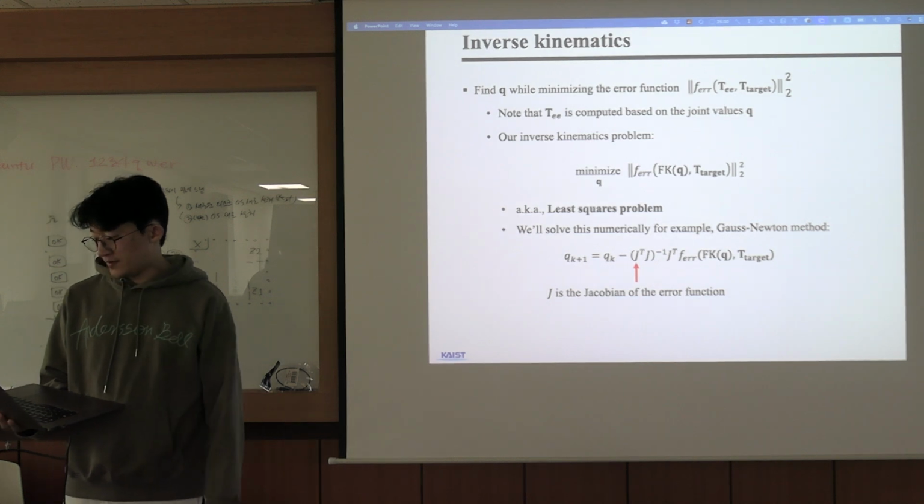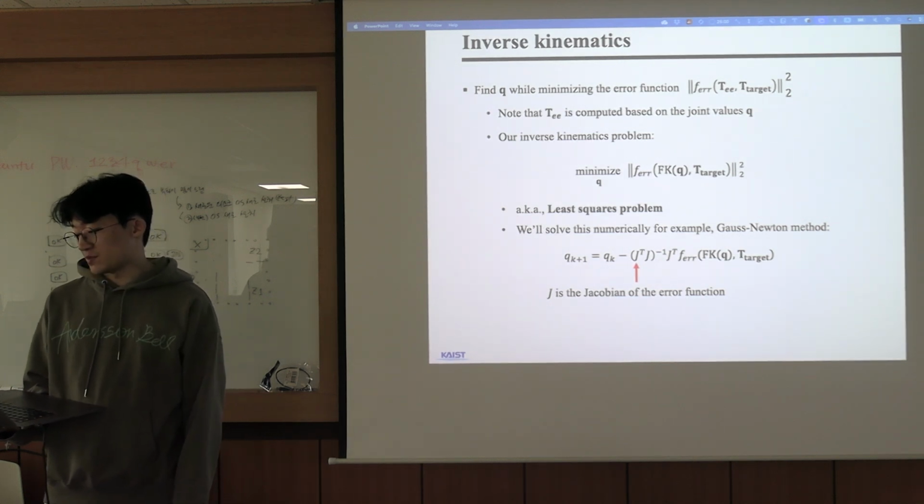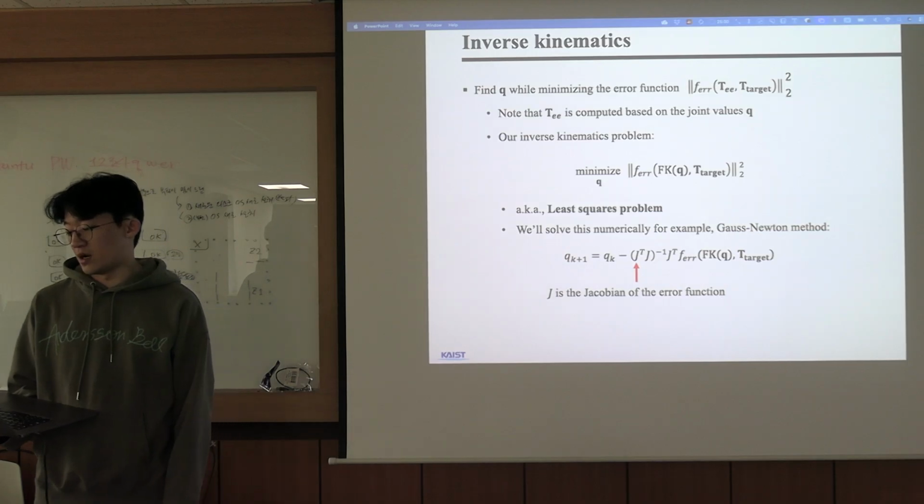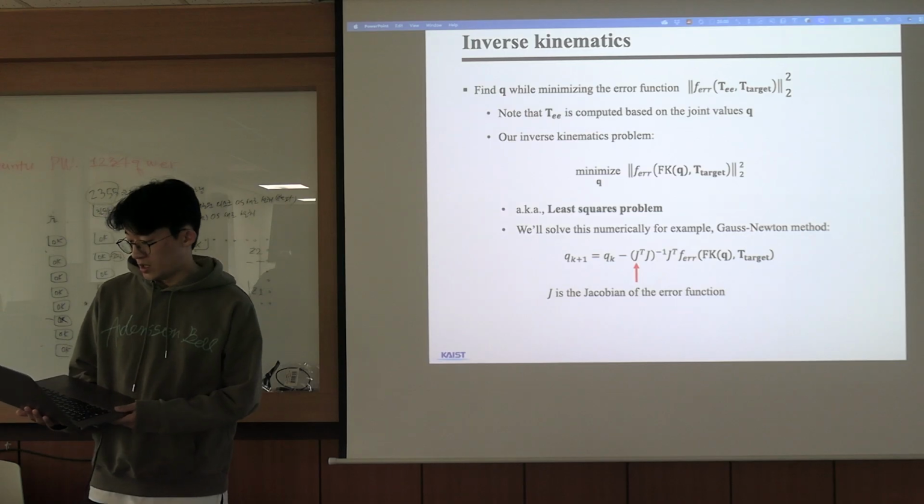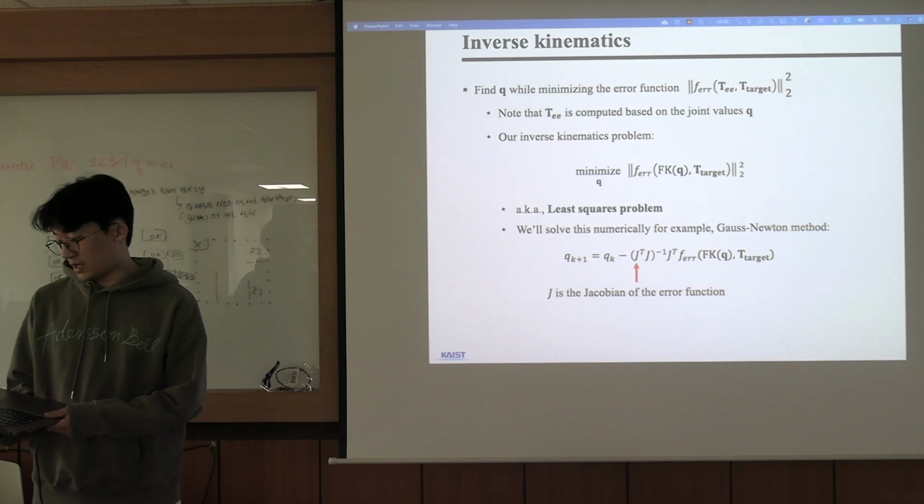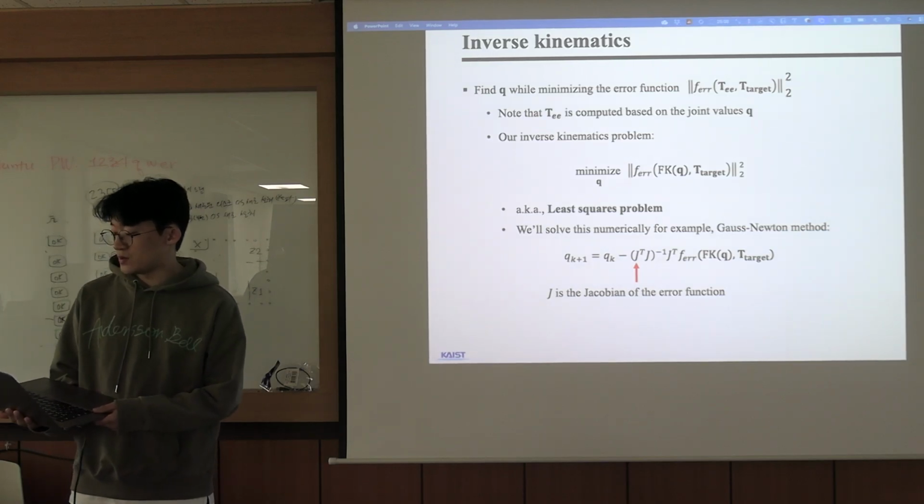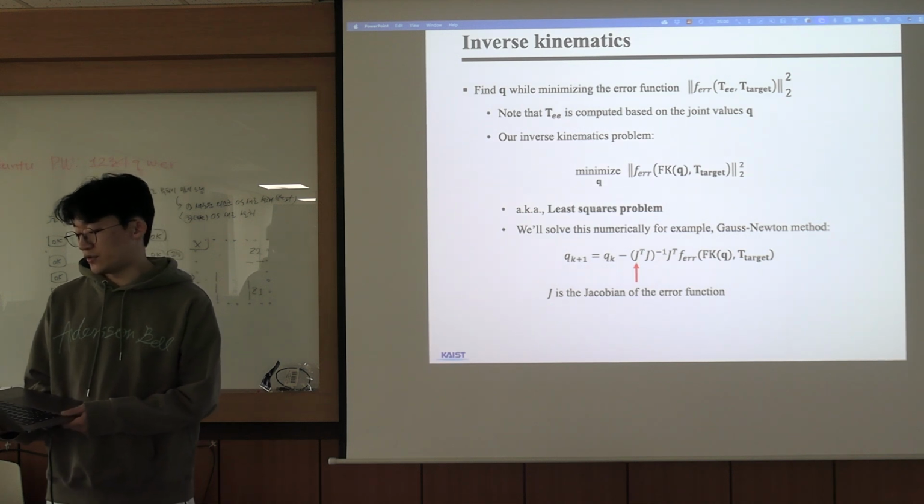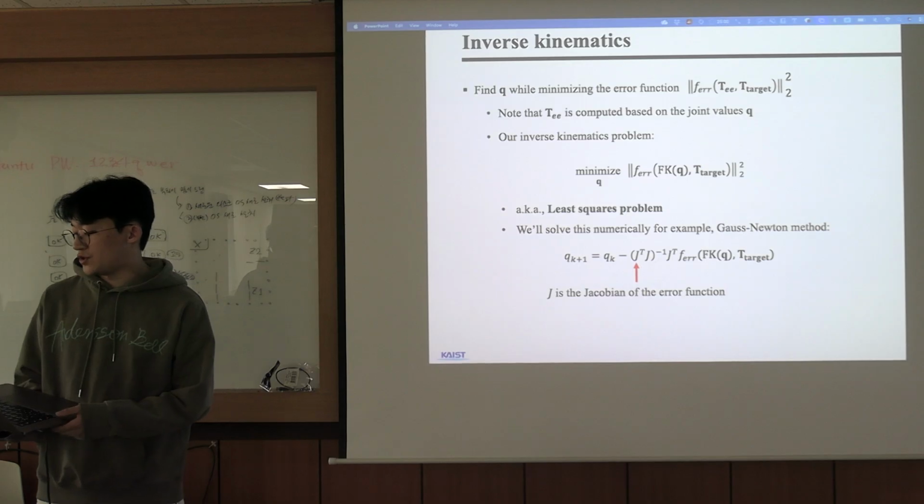So to actually solve inverse kinematics, we treat it as an optimization problem. Our goal is to find the joint values Q that minimize the kinematic error function. And this is essentially a least squares problem, where we try to minimize the squared error between the current end effector pose and the target end effector pose. One common approach is the Gauss-Newton method. In this method, we iteratively update the joint values using the Jacobian of the error function. Through repeated updates, the solution gradually converges to the joint values that achieve the target pose.